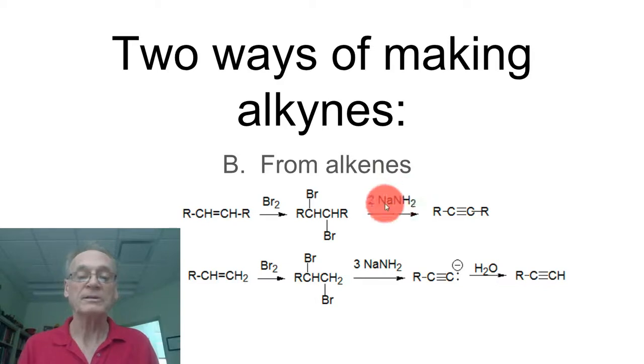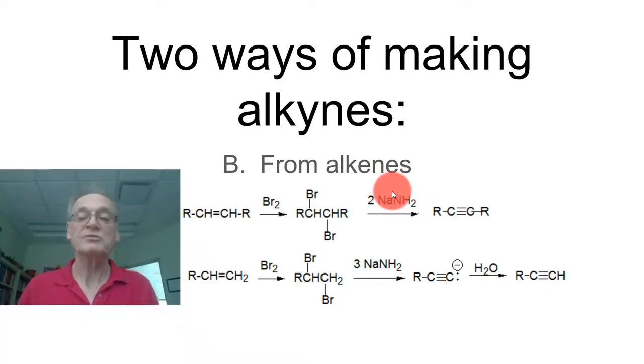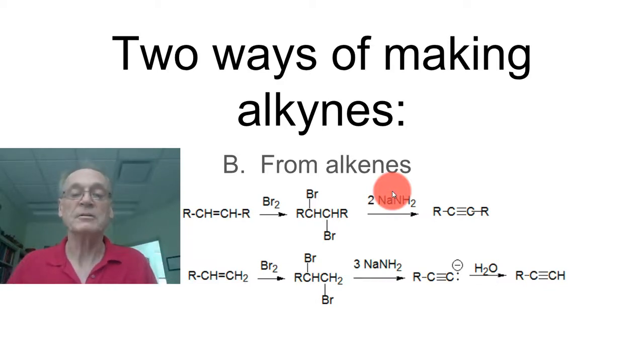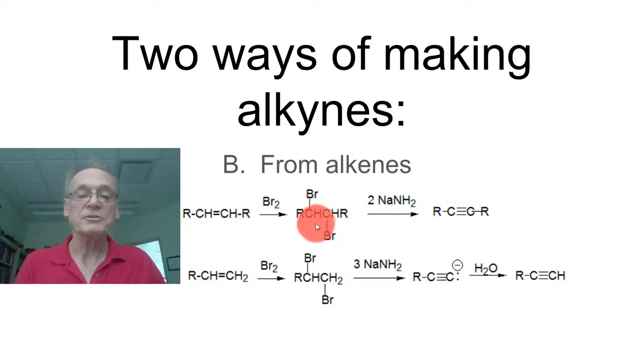We're going to add this material sodium amide, which you remember is a strong base. And we actually used it in the first reaction in which we make alkynes from terminal alkynes because it's a strong enough base that it can pull hydrogen off the end of a triple bond. Interestingly enough, and totally coincidentally, it's also a strong enough base that it can pull off a hydrogen of this type right here.